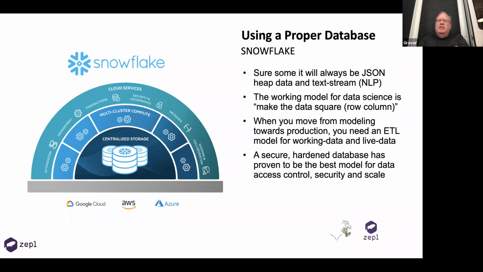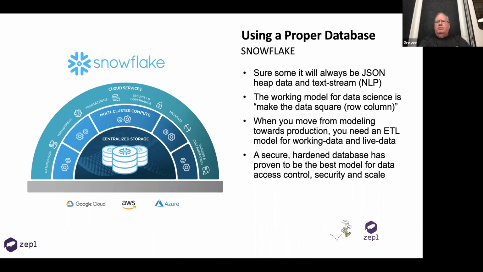It is true that sometimes you'll always have JSON data or heap data or text stream data. For example, if you're using natural language processing, it's probably not going into an SQL database. If you're dealing with a bunch of heap data from IoT devices, it's probably not going into an SQL database. But remember that in data science, the working model is proper square data, data frames, that sort of thing, and that is row column data. And it's really nice if we store the intermediate results in a proper database so that the other team members can see it, it's secure, it's scalable, and you're not dealing with 1,000 copies, you're dealing with a central model.